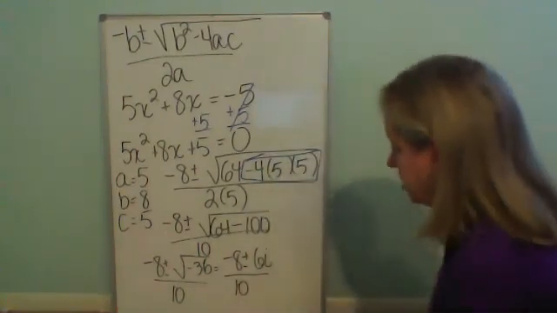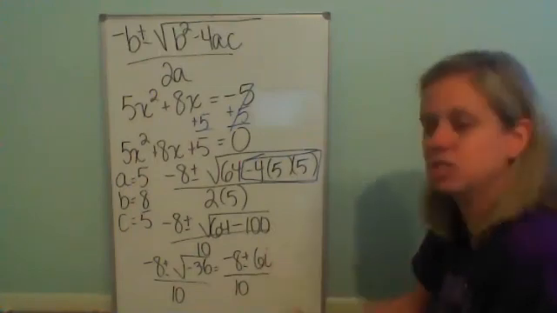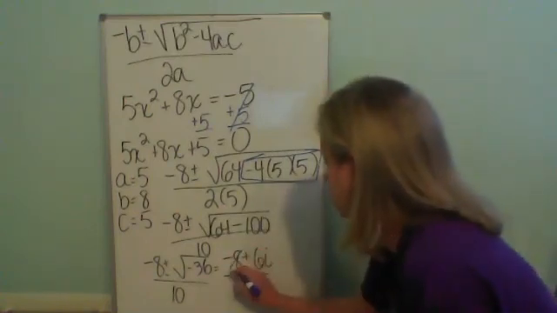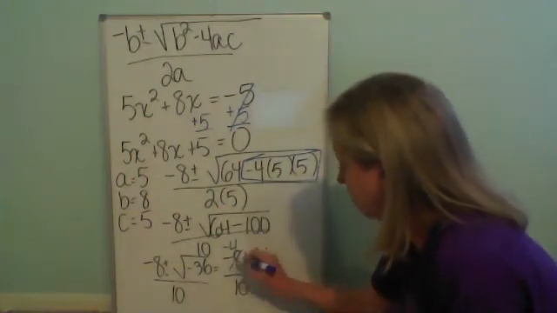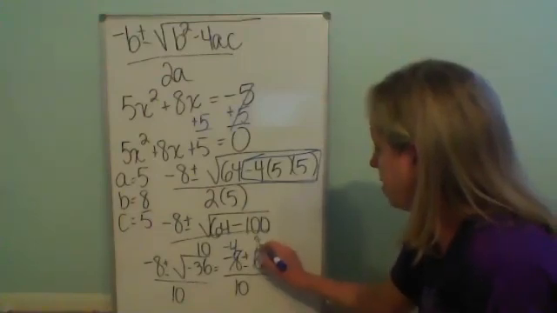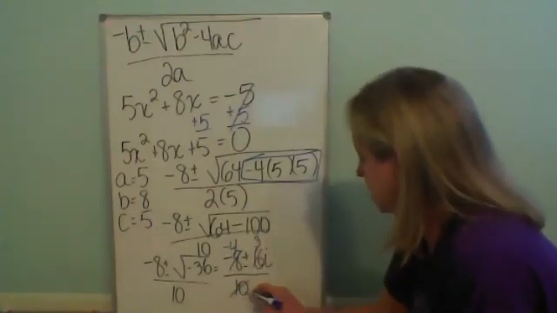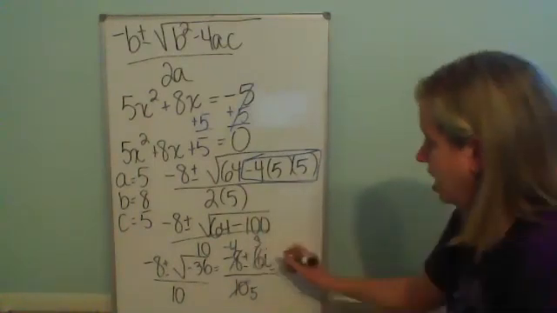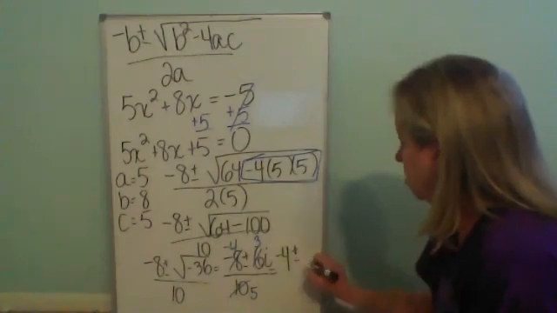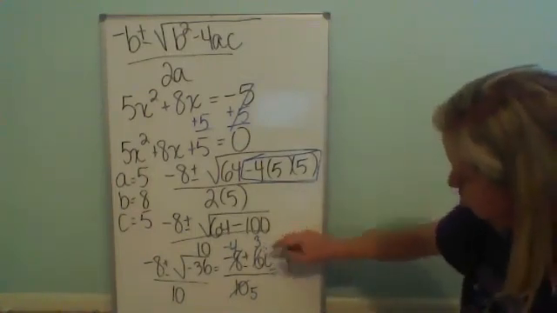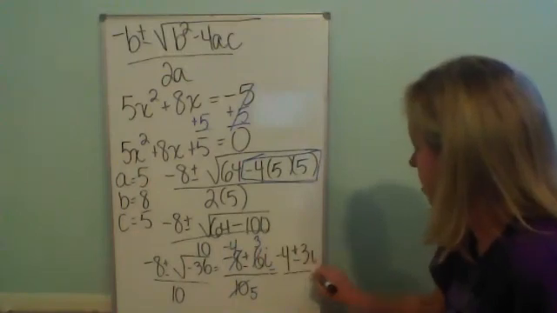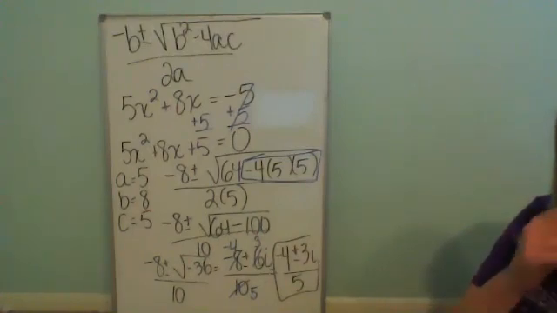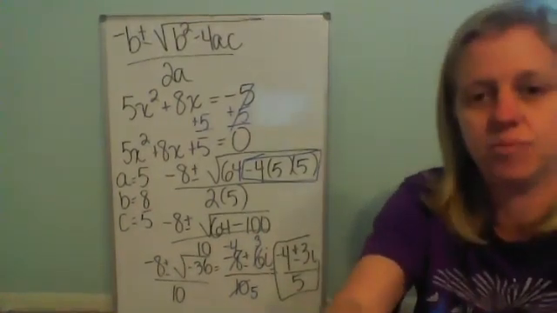One last step on this last problem. What do you notice about all three of those numbers? What do they divide by? They all divide by 2, which means you can reduce them. If I divide this by 2, I get -4. If I divide that 6 by 2, I get 3. And 10 divided by 2 gives me 5. So let's see, what are we left with? Up top, -4 plus minus 3i over 5. So -4 plus minus 3i over 5, and we are done.